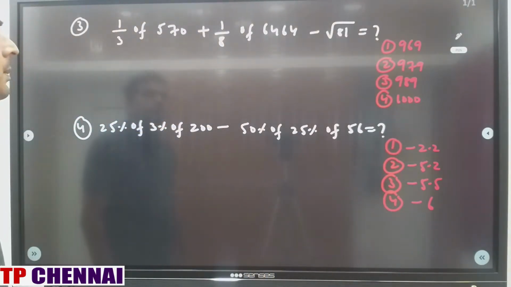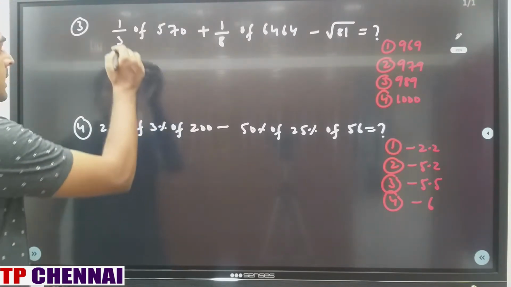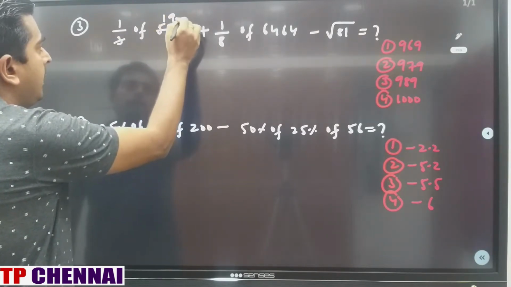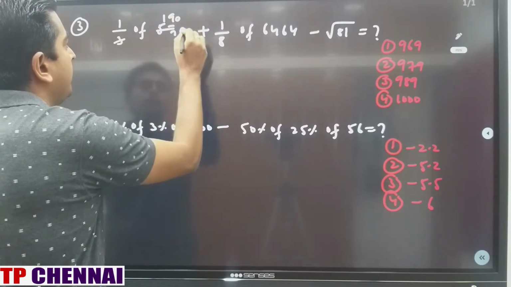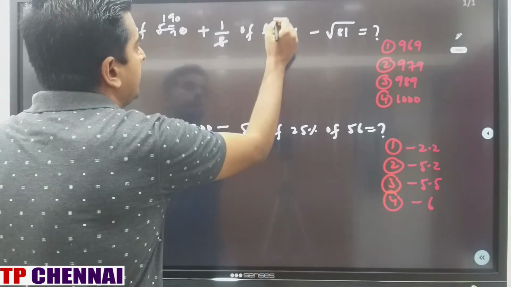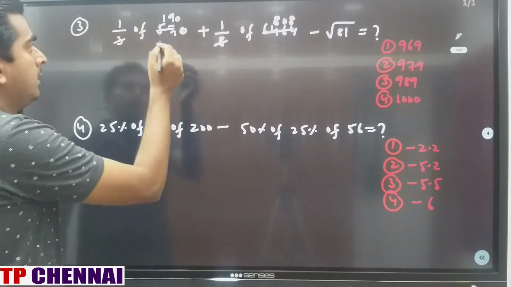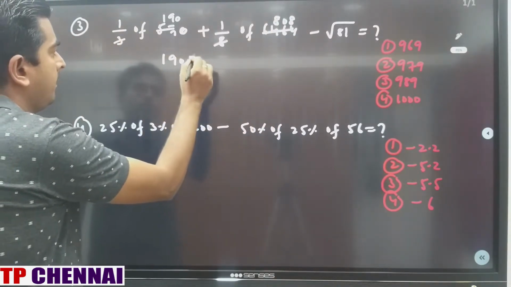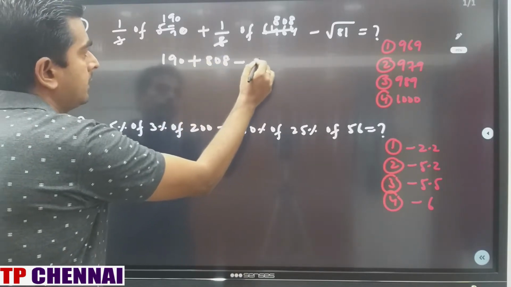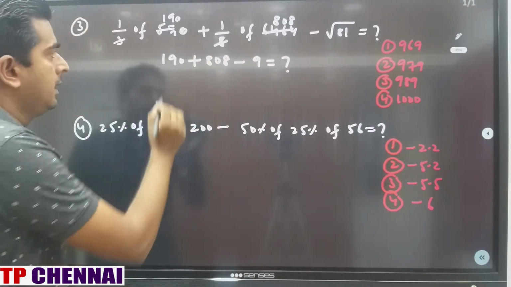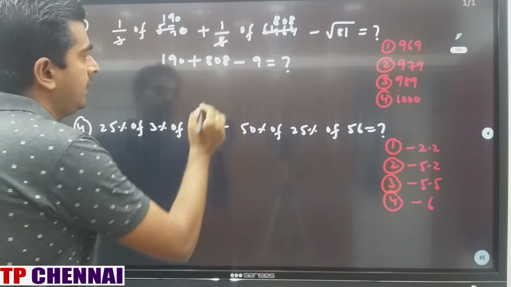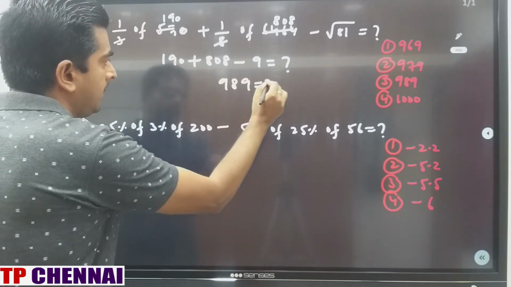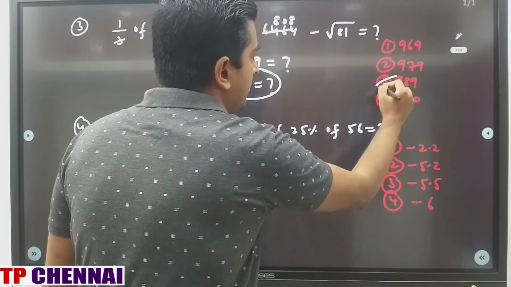1 by 3 of 570 plus 1 by 8 of 6464 minus square root of 81 is equal to question mark. So this is how much? 3 19s are 190, right? And this is how much? 808. So 190 plus 808 minus 9 is equal to question mark. 190 minus 9 is 181. 181 plus 808 is 989. My answer is 989, which is third option.